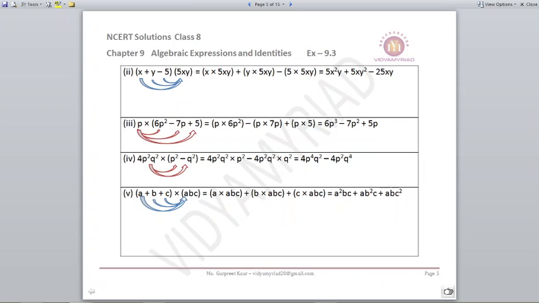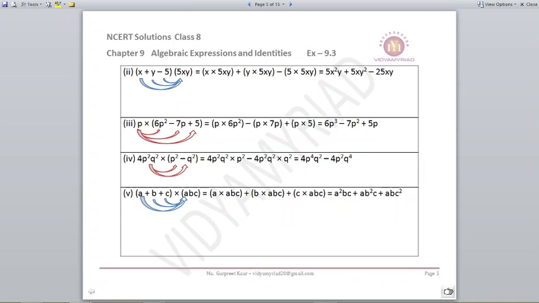Next case, you have 4p square q square multiplied by p square minus q square. Now take care here. You have same variables. You will have powers also. In that case, we will directly add the powers. Now first thing is, we will multiply 4p square q square multiplied by p square. There are 2 p's with 2 powers. So powers we will add.